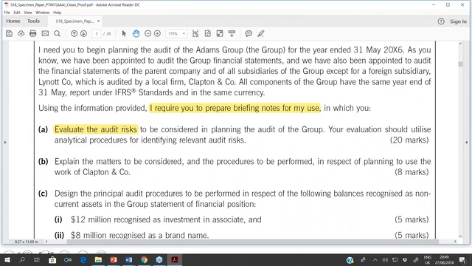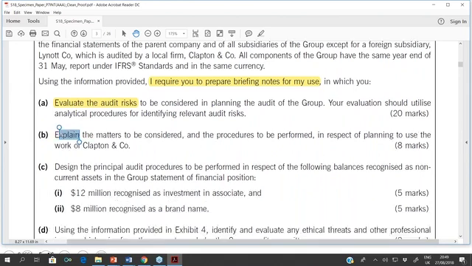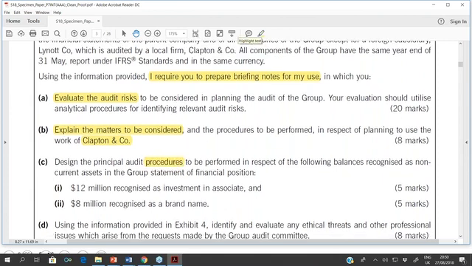And in part B, you need to explain some matters. Part B asks to explain the matters to consider in relying on the work of Clapton. Clapton is a subsidiary auditor. So what matters will I consider in relying on the work of Clapton? That is for 8 marks. Then in part C, the examiner wants me to write procedures. That is very typical, even with the previous format of the paper.